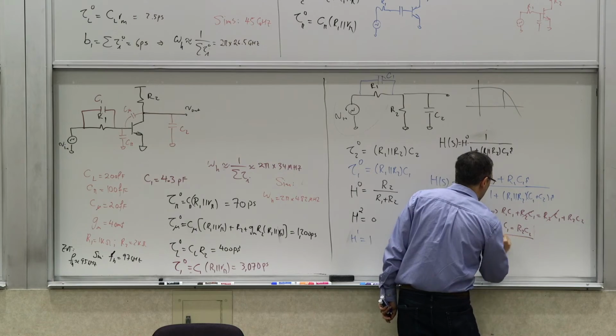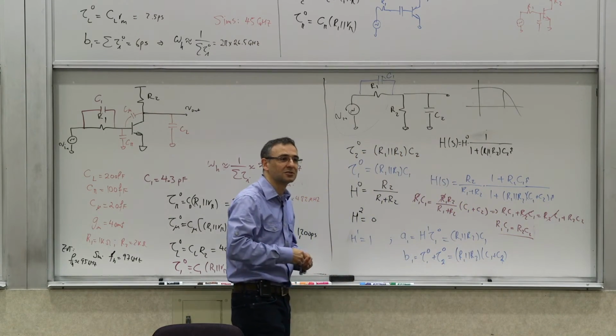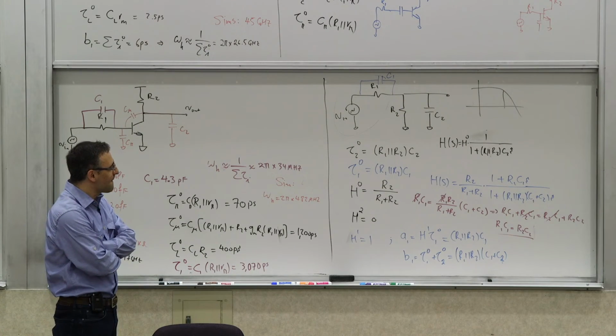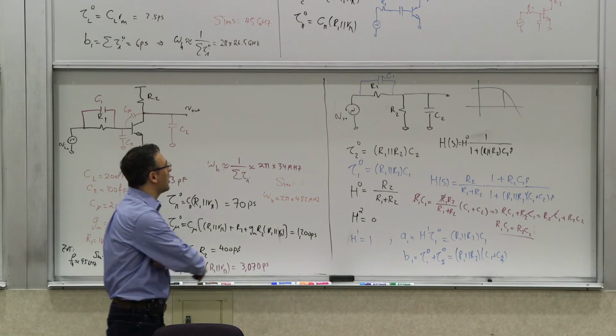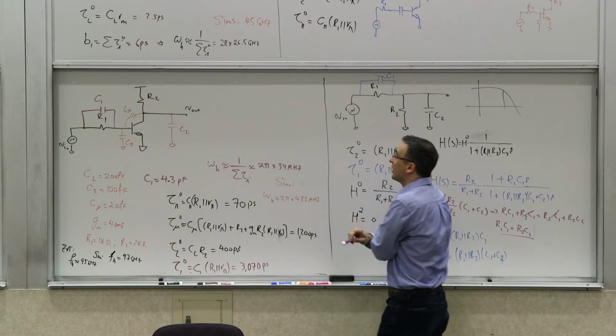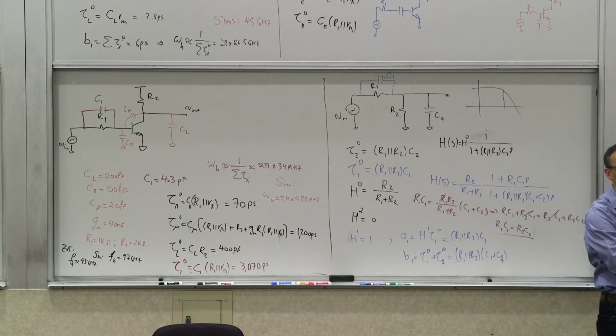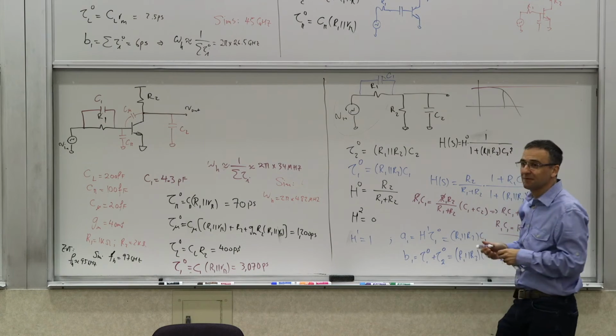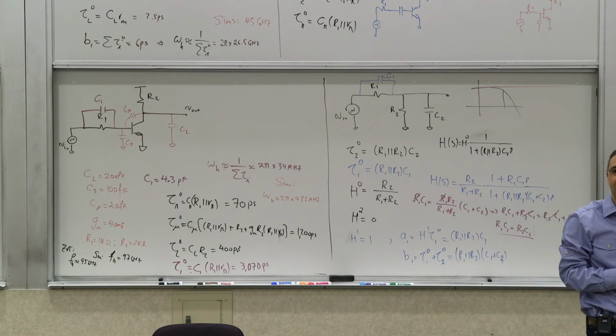It's not worth really boxing, maybe just underlined. So if the products R1 C1 and R2 C2 are equal, then your pole and zero cancel, and you will get a flat response up to infinity, actually, if this is all of your circuit. So basically, your response becomes flat. It's like a wire.